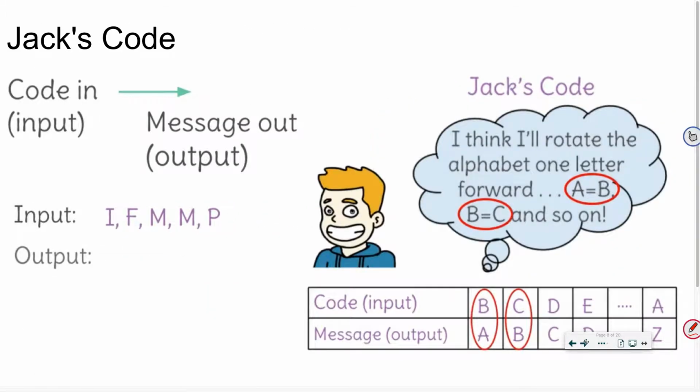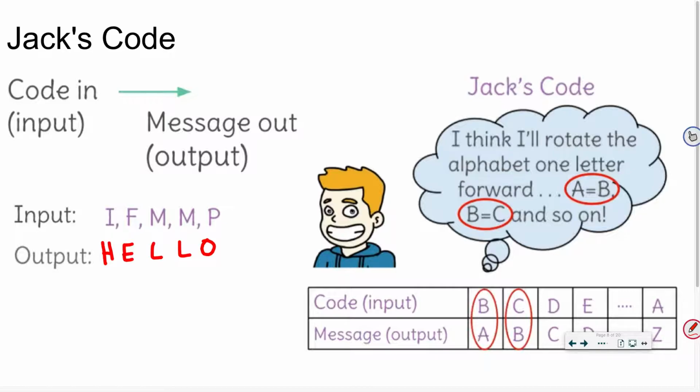Jack's code is the same thing, right? I know that an I equals H, F equals E, M is L, the other M is L, and because I know that every letter is going to give me an answer. That's Jack.